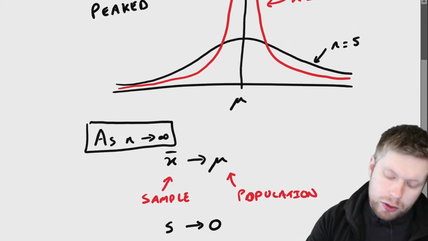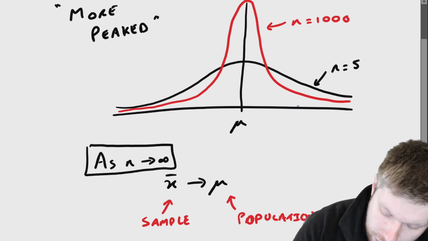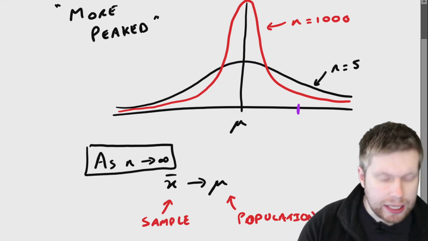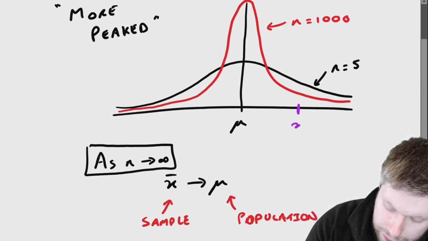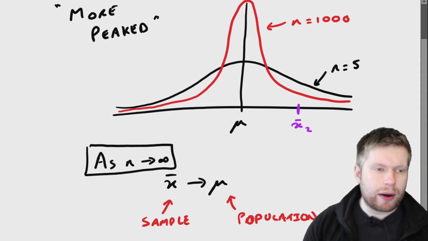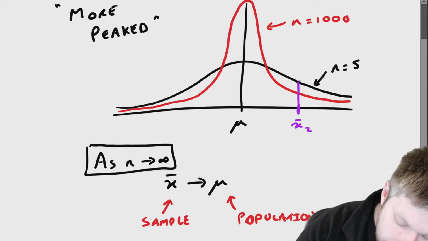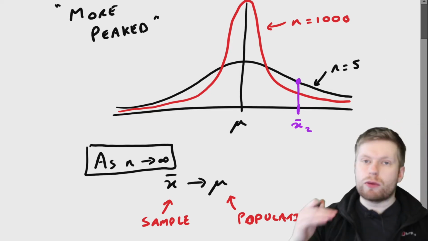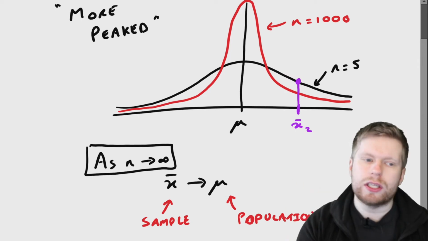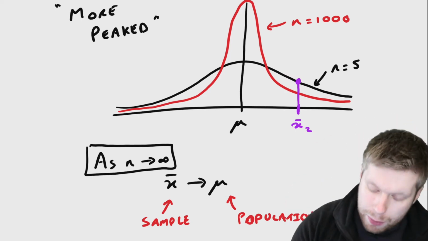But you also notice that if I look at a value out here, for example, let's suppose this is some particular value, like x bar 2. What's the probability that I end up at some value out here? Well, if I'm only looking at 5 samples, then that probability is way up there. Remember, the height of the curve gives you your likelihood, the probability of getting that outcome. So it's quite a high probability.